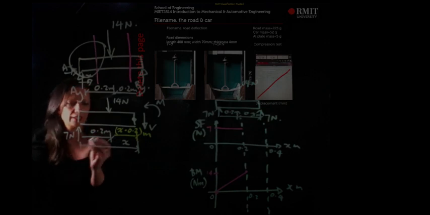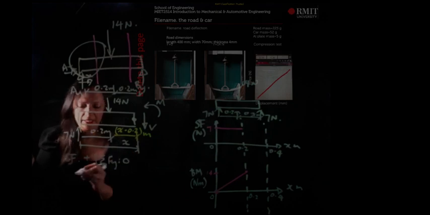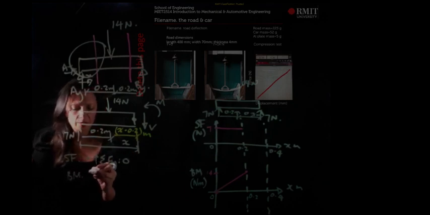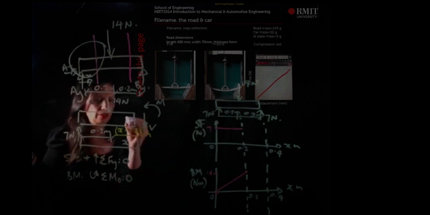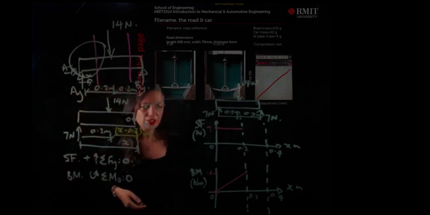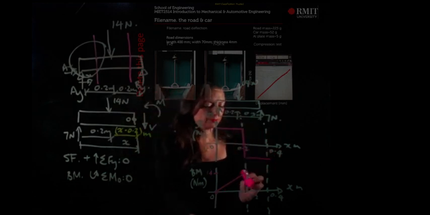You can find your shear force by the sum of the forces in the y, and you can find the bending moment equation by the sum of the moments about the point equalling 0. So what you're going to end up with is this graph.